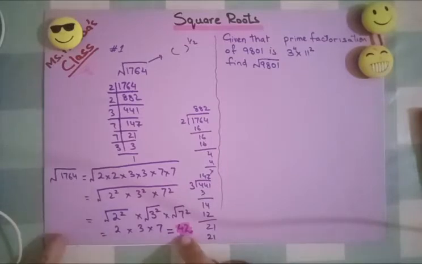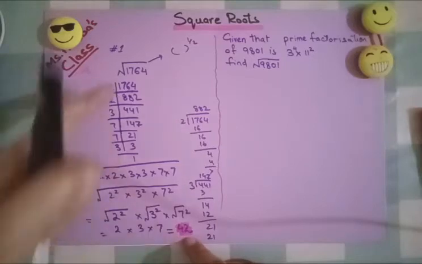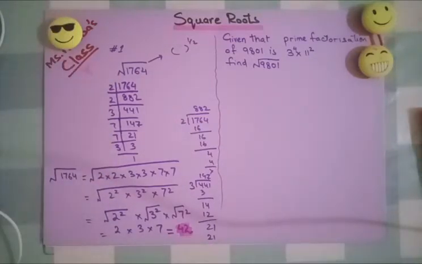So this 42 is my square root of 1764. If you want to check your answer, you can multiply 42 two times with itself. It will give you 1764. Moving towards the next example.